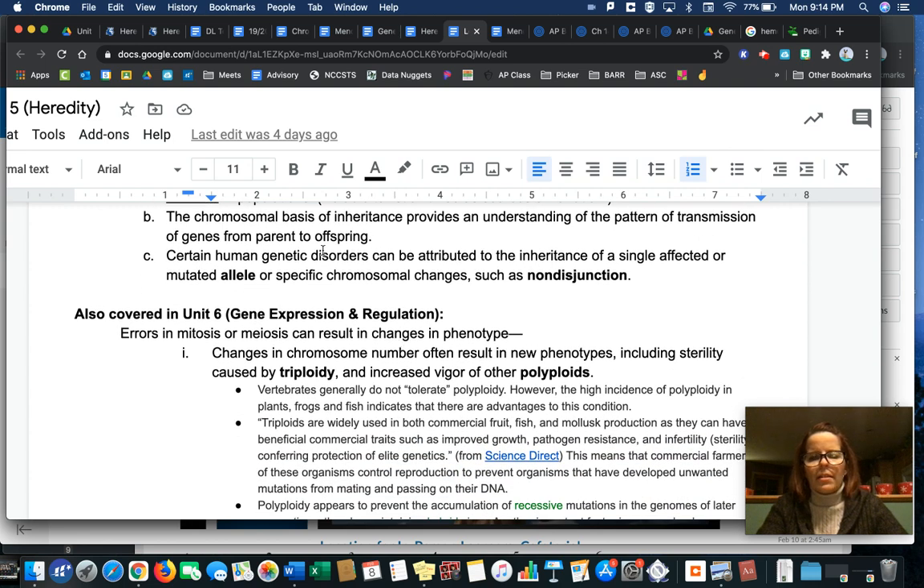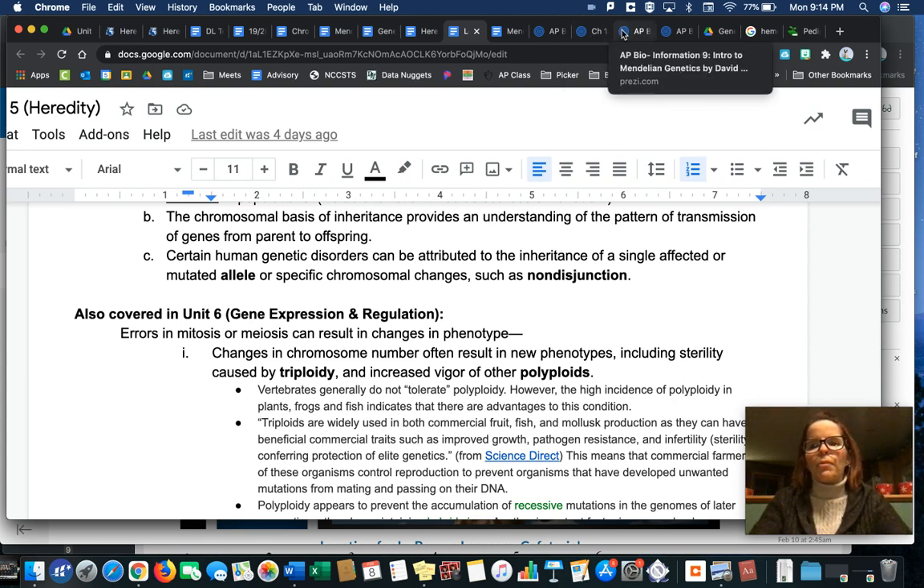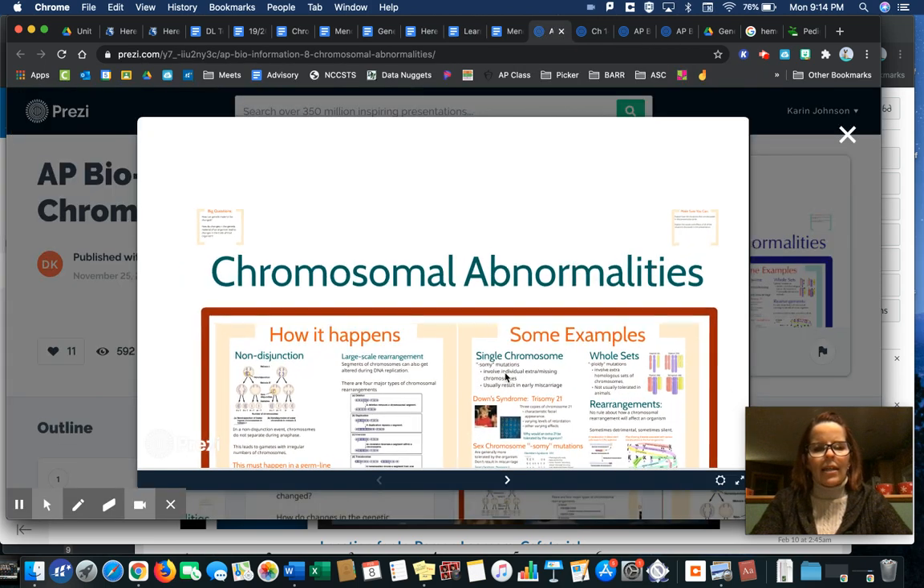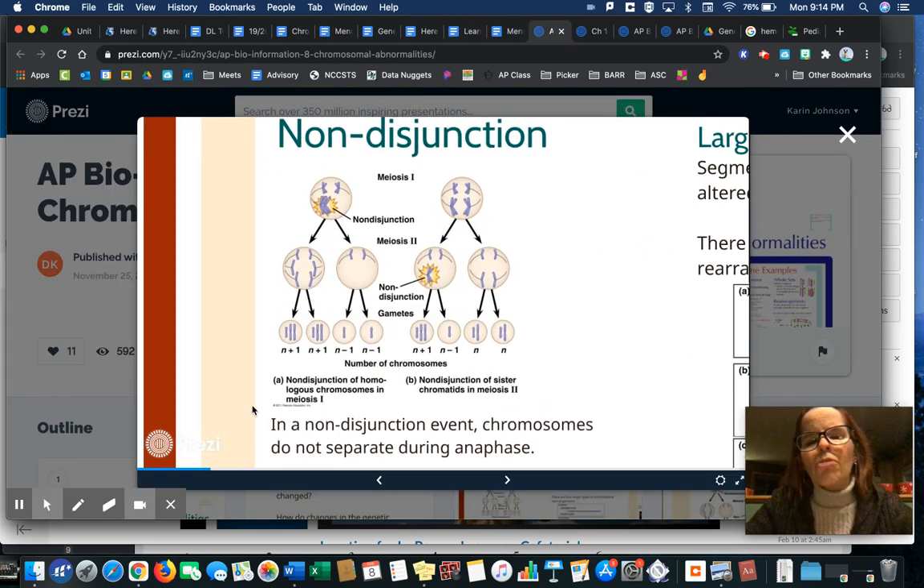Chromosomal basis. Okay, certain human genetic disorders can be attributed to the inheritance of a single affected mutated allele or specific chromosomal changes, such as non-disjunction. Gosh, guys, I don't remember where non-disjunction is mentioned. Is that in this one? There it is. We definitely need to go over non-disjunction because this was a problem in students last year when they went to take the test. They bombed this. So please pay attention to this diagram.